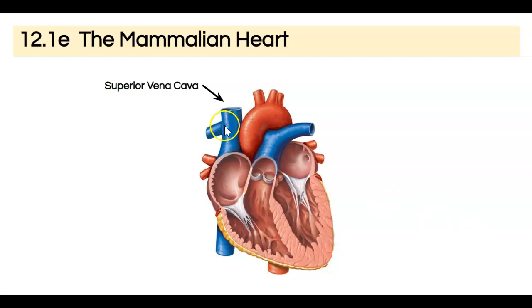So the blood from the upper part of your body, the part above the heart, is going to enter through the superior vena cava. And any blood that is deoxygenated and needs to be reoxygenated, but is coming from the lower parts of your body, is going to come in through the inferior vena cava. And they're going to enter into the right atrium here.